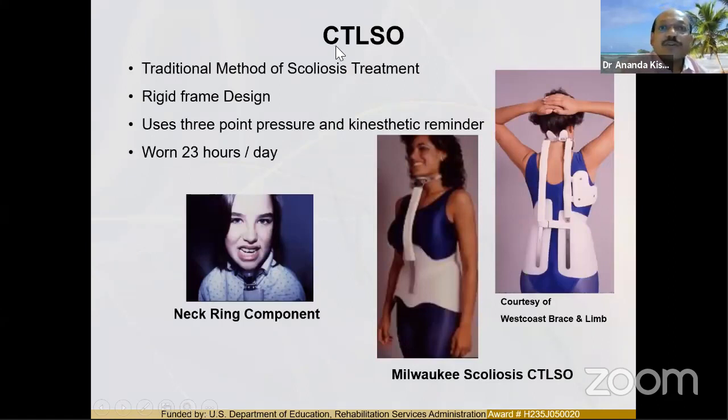So the cervico-thoraco-lumbosacral orthosis. This is the Milwaukee orthosis. You can see here a rigid frame design. It is a dynamic orthosis. If you allow the patient to use this, there is a gradual possibility of correction, so in that case we have to advise to wear this 23 hours a day. It uses 3-point pressure or kinesthetic reminders. You can see here there are 2 rings, the pelvic ring and the cervical ring.